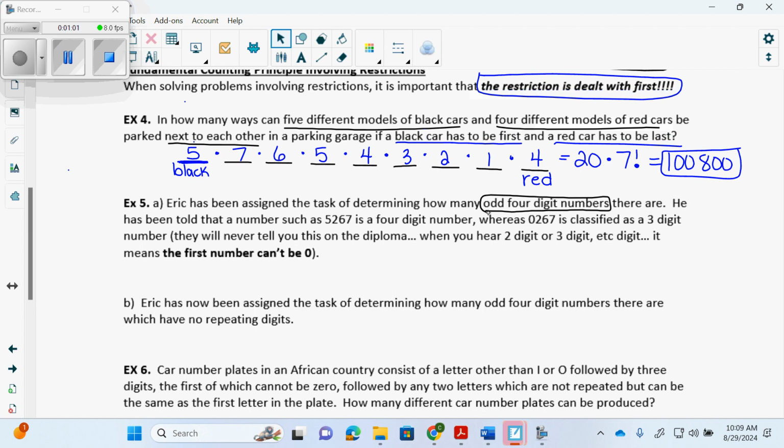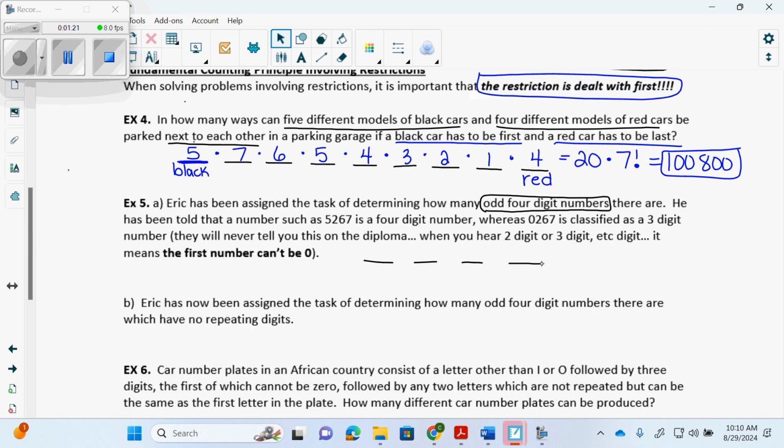What are we only looking for? That last digit, right? So if it says that it needs to be an odd 4-digit number, 4 digits means it has to have 4 blanks, right? Each one of these contains a digit. But this back number needs to be odd, right? Now, I told you whenever we draw a blank, only one object can go in that blank, right?